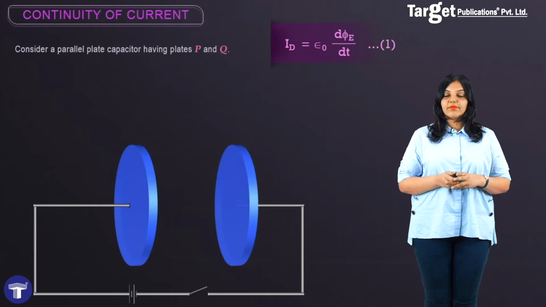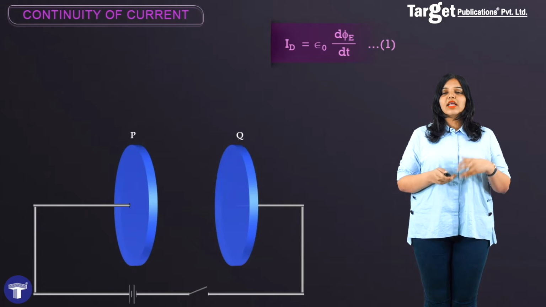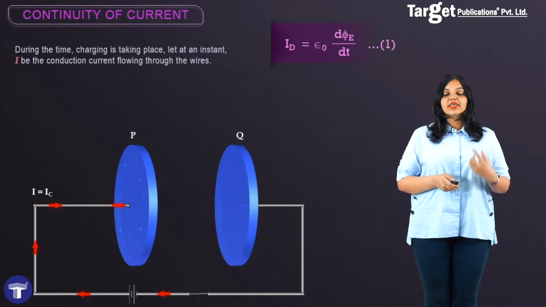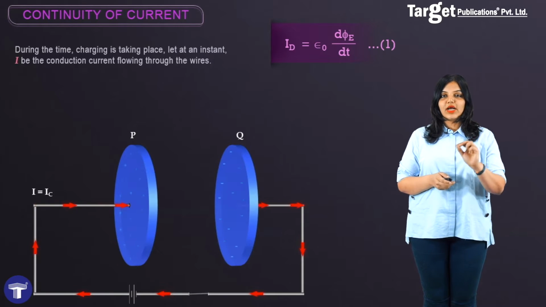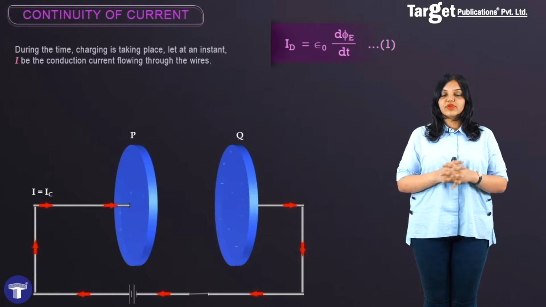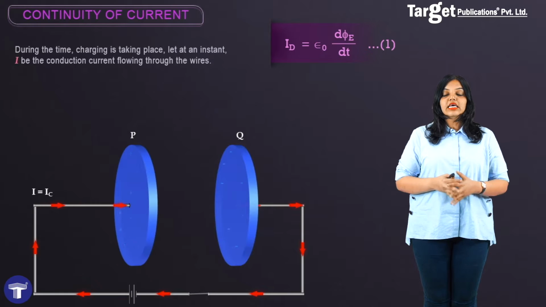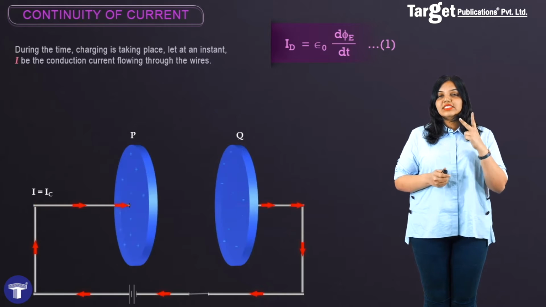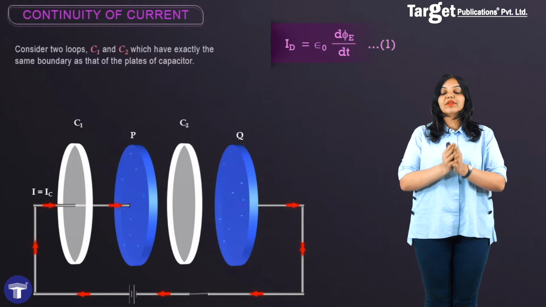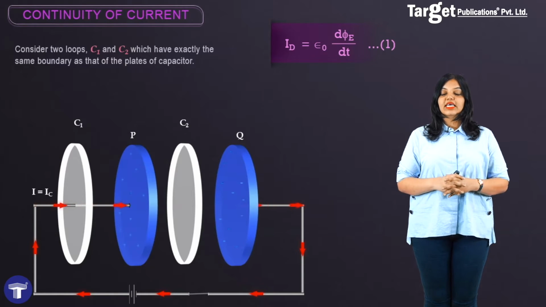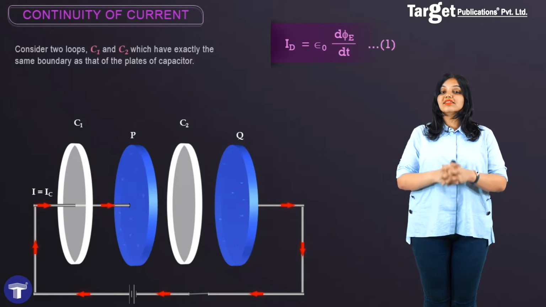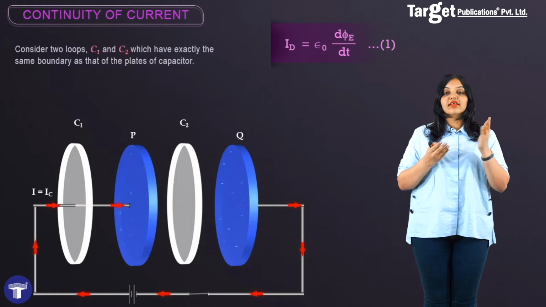Here I have the same setup as before. We have two capacitor plates, and we say that we're looking at some instant of time during which the capacitor is charging. So while this charging is taking place, we are looking at one instant of time where I say that the current passing, that is the conduction current passing through the wires, is I or IC. Now we consider two separate loops, one C1 placed outside the capacitor and another C2 placed inside the plates of the capacitor. Now what we're going to do is prove that the sum of conduction and displacement current is the same for the outer loop and the inner loop.